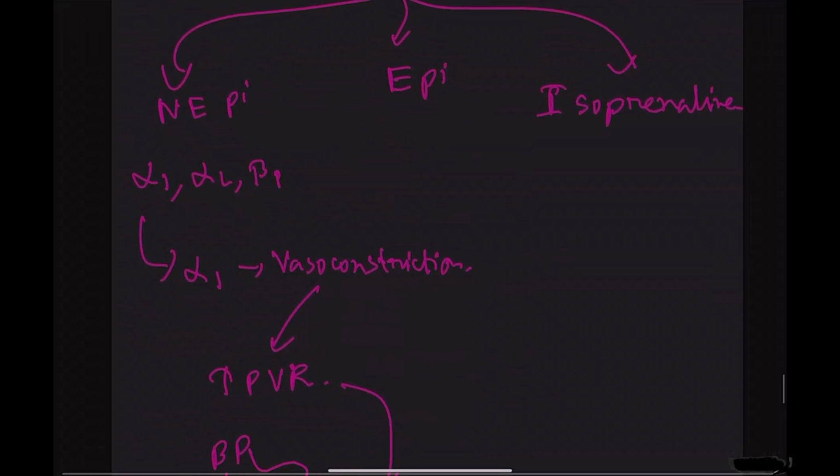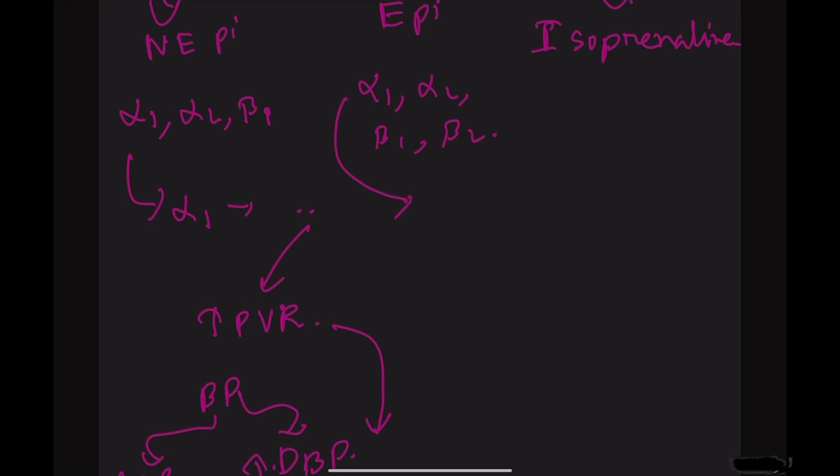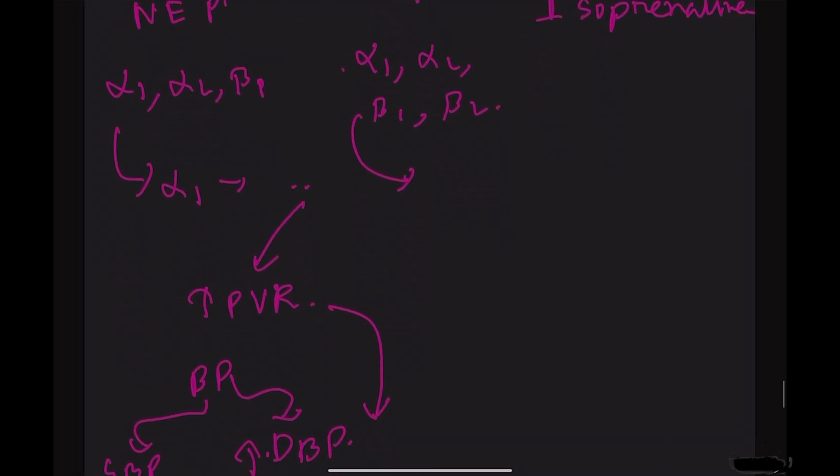What about epinephrine? Epinephrine is selective to alpha 1, alpha 2, beta 1 and beta 2 receptors. Okay, so by acting on beta 1 receptor and stimulating beta 1 receptor, epinephrine increases the systolic blood pressure, right, as we discussed in the norepinephrine.